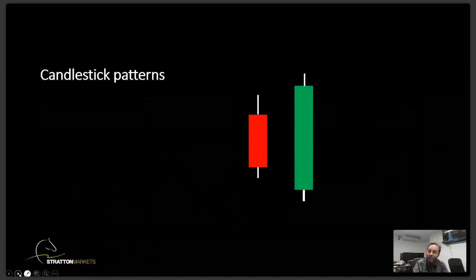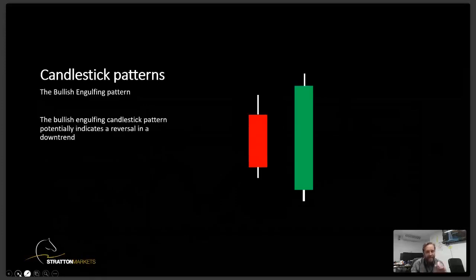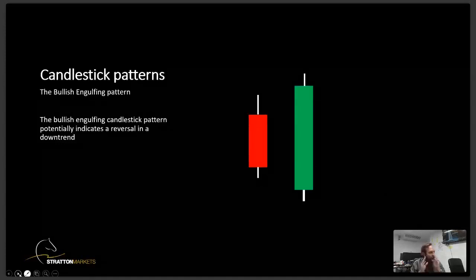Let's look at another pattern. This one's called the bullish engulfing pattern. Now, the bullish engulfing candlestick pattern, again, potentially indicates a reversal in a downtrend. A lot of patterns the traders look into is to try and identify when a trend is over, or when a trend is finishing, because that's when they decide to jump in to try and capture the reverse. So a lot of this is to do with identifying when a trend may be finishing.